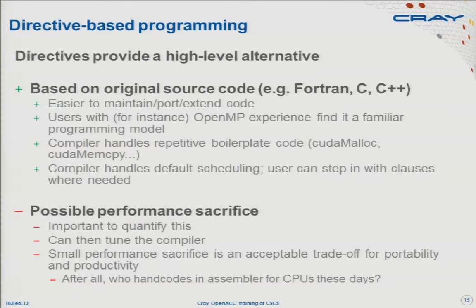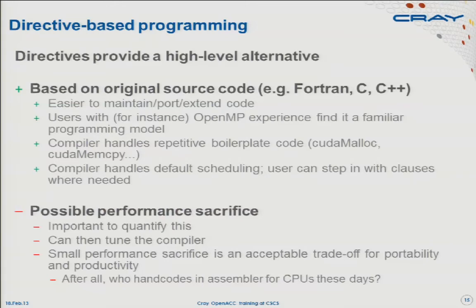If you have experience of threading on the CPU, if you've used OpenMP, and I will mention OpenMP in this course, but I'm not assuming you know anything about it, you'll find it familiar. You put essentially comments into the code to guide the compiler. For OpenMP, you're guiding it to use multiple CPU cores to share the work. With OpenACC, you're getting it to use all of the floating point units, the cores on the GPU, to share the work. The compiler handles a lot of the repetitive boilerplate code.